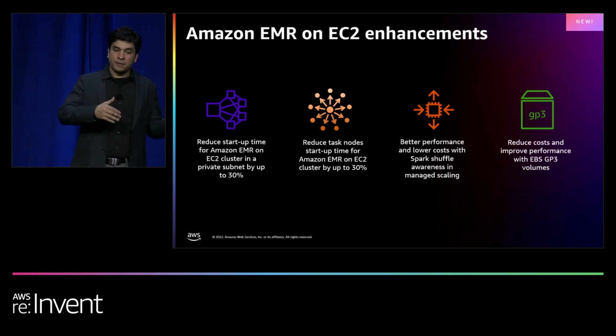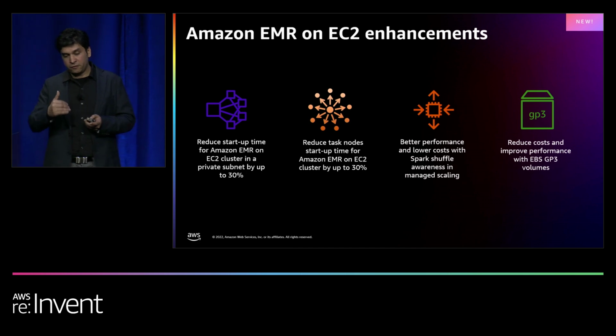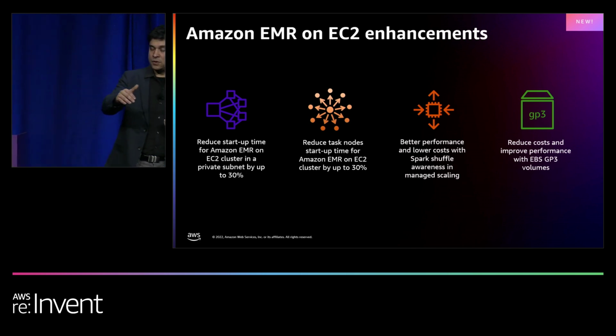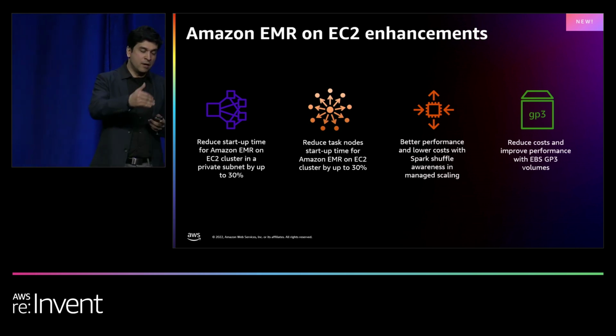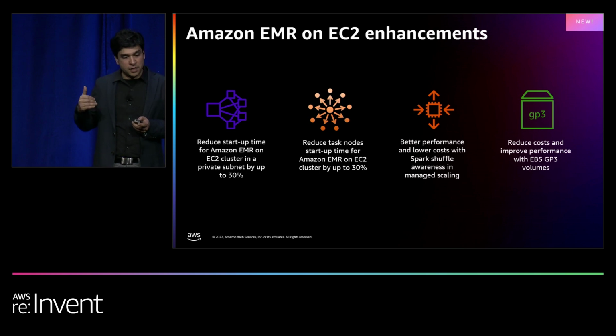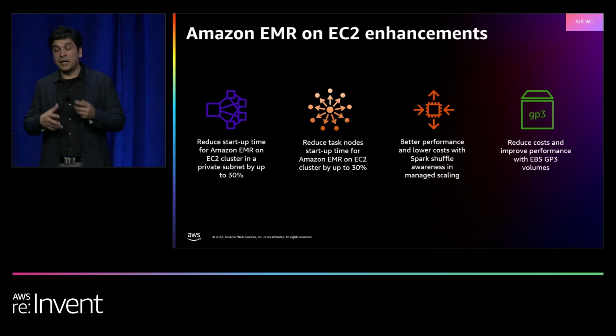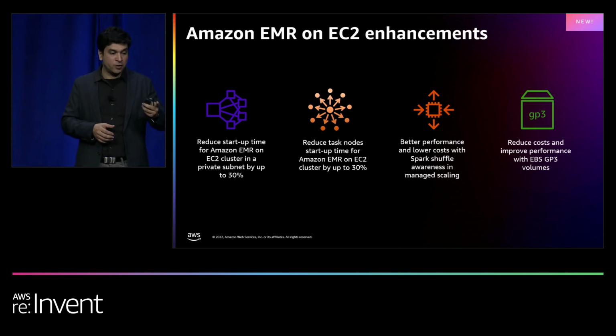Now, prior to this, EMR has 3 kinds of nodes: master node, the core group, which has HDFS as well as compute, and the task nodes, which are pure compute. Earlier, we used to launch them sequentially. Master and core used to come at the same time, tasks used to come later, but now we have parallelized operations. All of it really comes up at the same time. That is what gives you the benefit of up to 30% improvement in startup times.